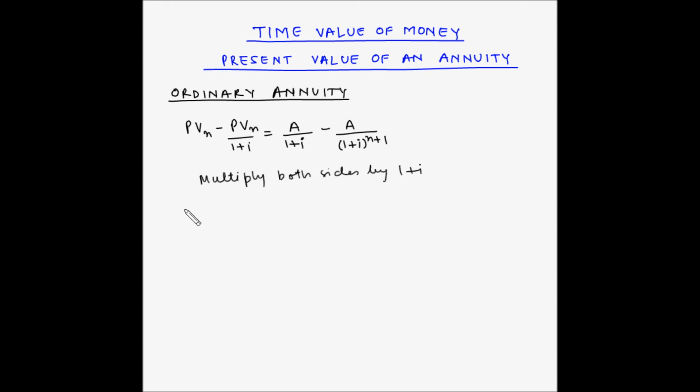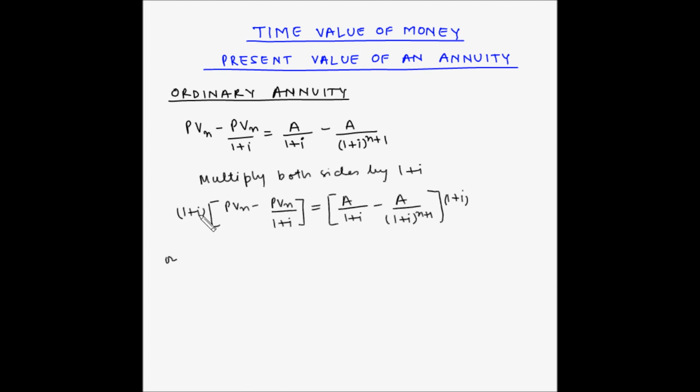So we'll get (1 plus I) into PVN minus PVN divided by (1 plus I) equals A divided by (1 plus I) minus A divided by (1 plus I) to the power n plus 1, into (1 plus I). So let's open the brackets.